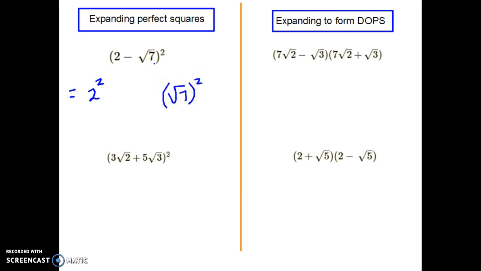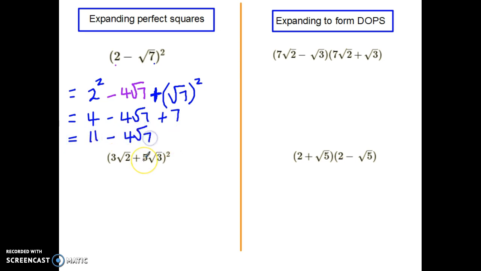and then for the middle term, multiply these two together and then double it. So multiplying them together, I have minus 2 root 7, and then when I double it, I've got minus 4 root 7. This one here is going to be a plus, because whether I square a minus root 7 or a plus root 7, when I square it, it's always going to be a plus. So neatening that up, I have 4 take 4 root 7 plus root 7 squared, which is 7. So 11 take 4 root 7 is my result.